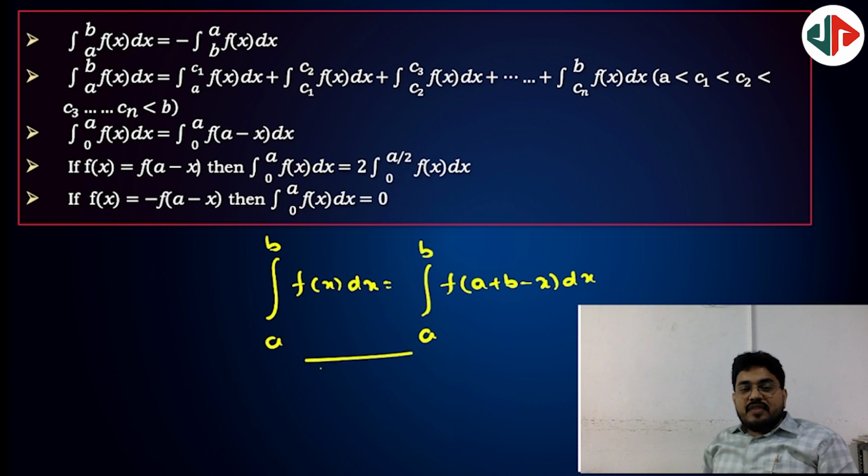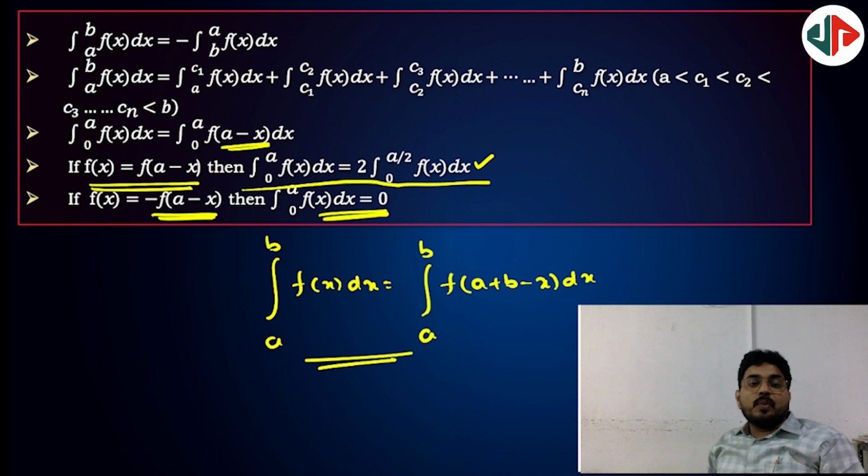This is an extension of the previous one, where instead of 0 to a we can take this one. If f of x is equal to f of a minus x, integral 0 to a f of x dx can be written as 2 times integral 0 to a by 2 f of x dx. If f of x is equal to minus f of a minus x, integral 0 to a f of x dx will be equal to 0. This is another one.